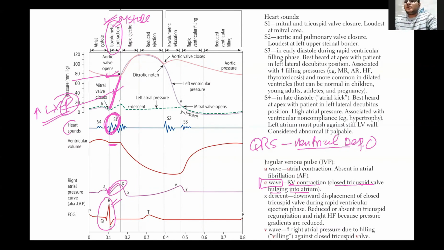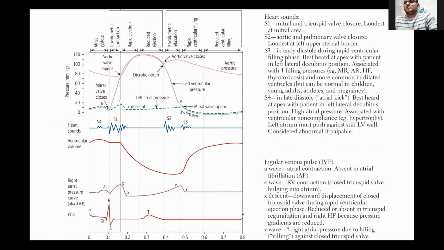So I repeat, what are the changes in isovolumetric contraction one by one? First, the ECG: ventricular depolarization starts and produces QRS. What will be changed in the jugular venous pulsation? Number two, it produces the C wave. Next, the left ventricular volume: no change. Next, the heart sounds: production of S1. The left ventricular pressure will be increasing. The aortic pressure: no change. So we discussed the atrial systole and isovolumetric contraction.